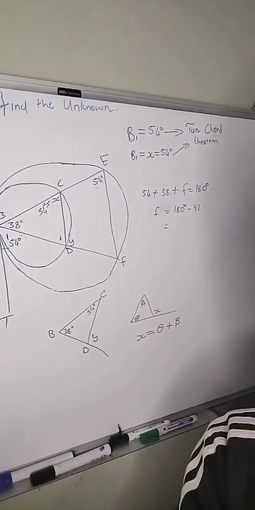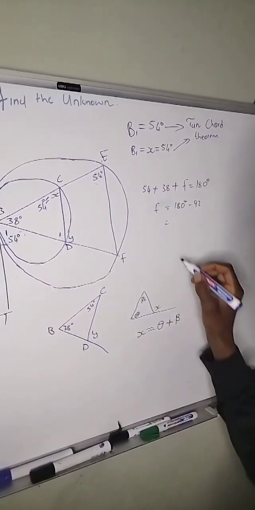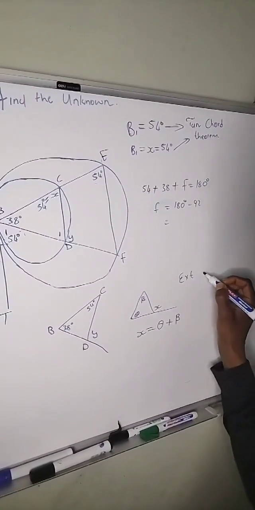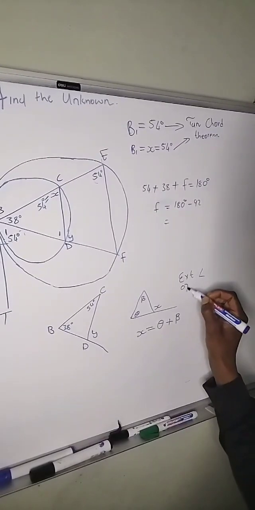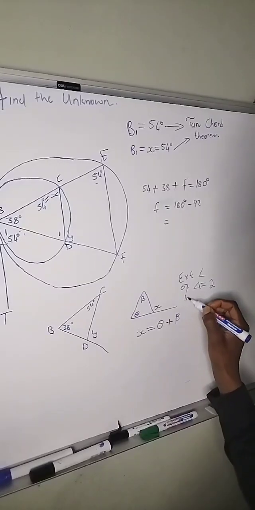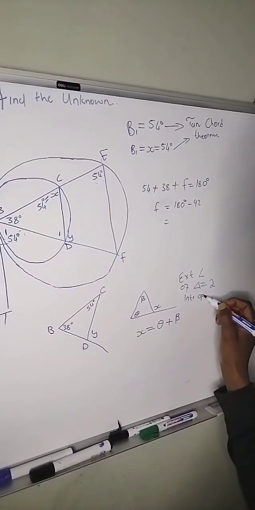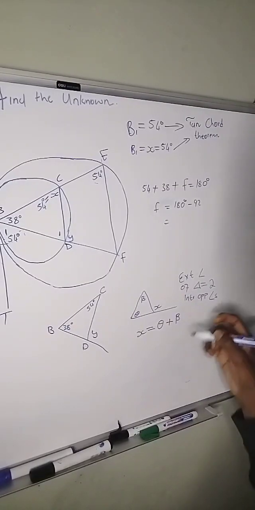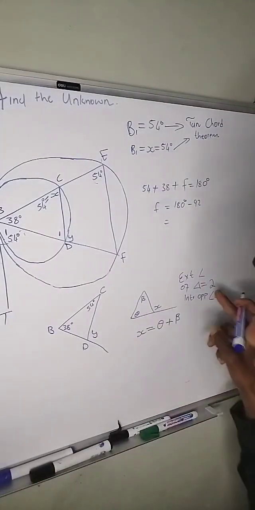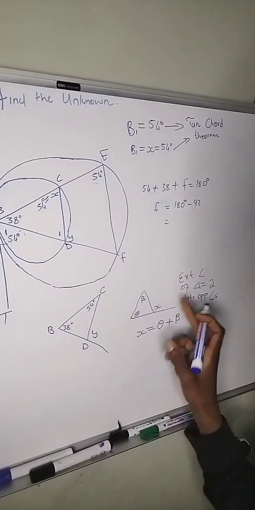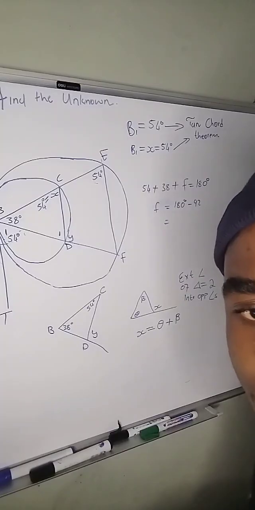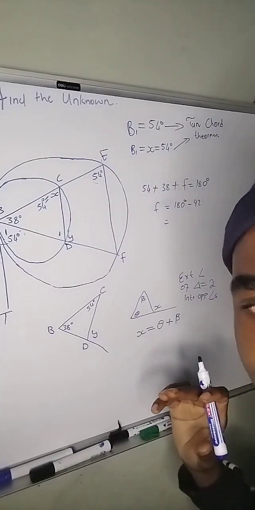So this is going to be the exterior angle. The exterior angle of a triangle is equal to the two interior opposite angles. Is this correct? Let's confirm. We are learning together. Is this the correct reason for this one?